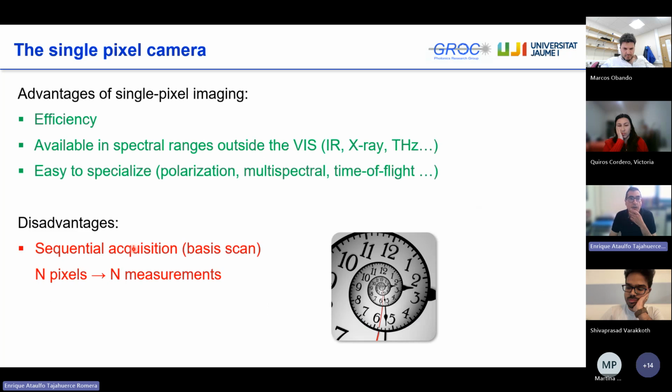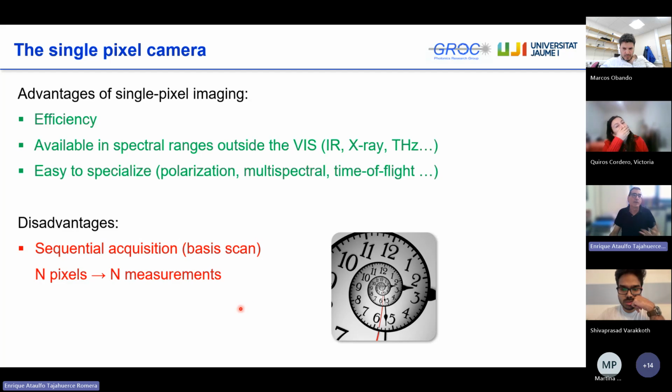Okay, so why do this in imaging? Why use single pixel detectors? There are several advantages. Sometimes efficiency is larger. Also, the simplicity of the sensor, it's only one pixel, allows us to measure in ranges outside the visible one, for example, in terahertz, which is very important. And also, because of the simplicity of the sensor, it's very easy to measure different parameters of the light, such as the polarization state or the spectral content, or to measure time of flight.